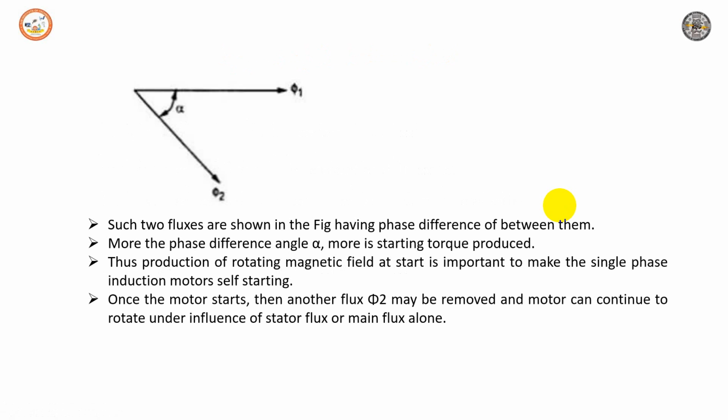As we know, for any torque to be produced, there should be an interaction of two fluxes. We already have the stator flux, phi 1. Since the stator flux is alternating in nature, the resultant torque produced by that alternating flux will be zero. So an additional flux should be inserted into the stator, which has a phase difference alpha from the main flux. This is the additional flux in the stator, phi 2, which has a phase difference of alpha. If this alpha increases, the torque can also be increased. So starting torque depends on the value of alpha.